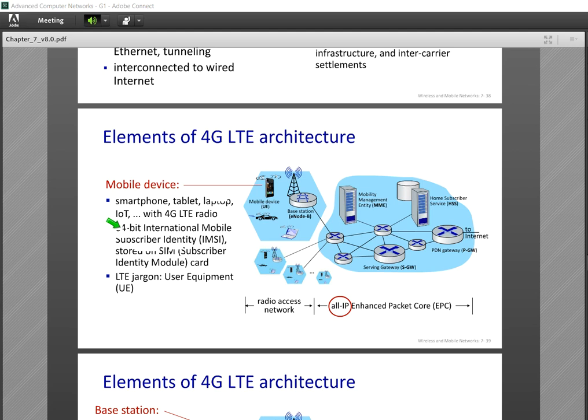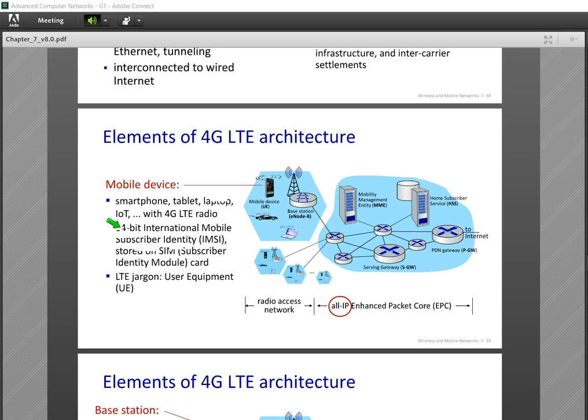Excuse me for the interruption in my voice. Okay, so I'm using two identifications in my cell phone. The first one is IMSI, which is something like a MAC address. IMSI is placed in my cell phone, and when I'm connecting to a mobile cell phone network, the network can identify my cell phone device using that IMSI.